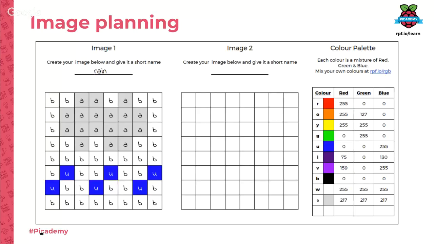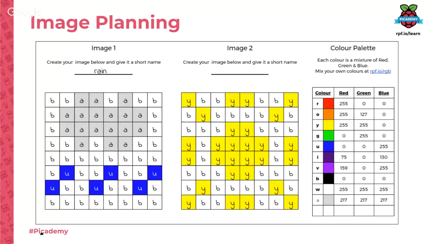Once you've done that, you're then going to label each of those boxes with the corresponding letter from the right-hand grid. And if you've got all of that done, then you can have a go at adding a second picture in. The pictures don't have to be connected, but they should be different. The other thing I've done is given image one a name. I've called it rain, and image two, I might call sun.